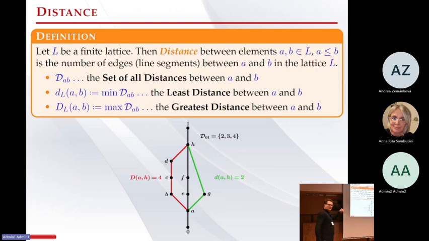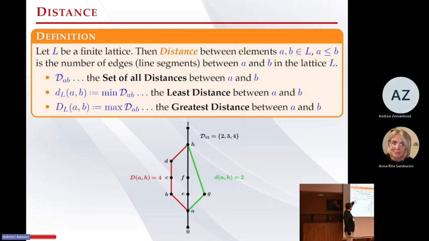Now, it is clear that in a lattice, we can measure distances between 2 elements. The distance between 2 elements is the number of edges. So we have the least distance with the small d and the greatest distance with the big D. So the least distance and the greatest distance.